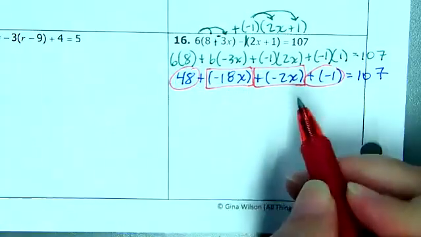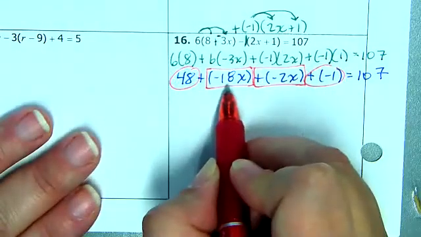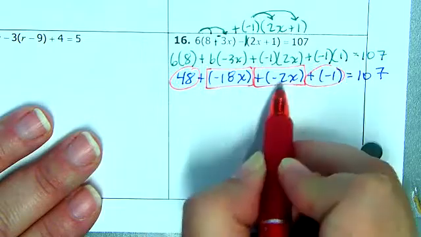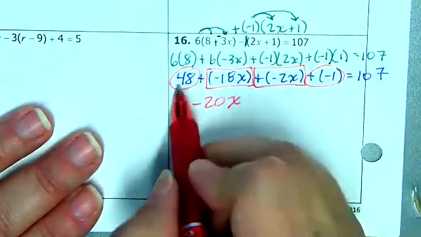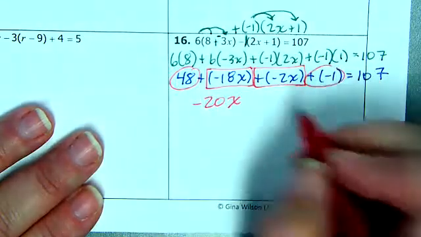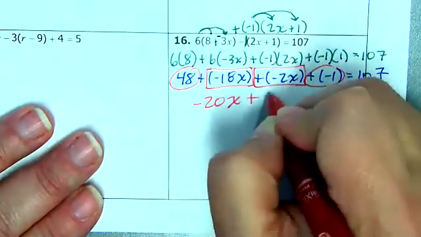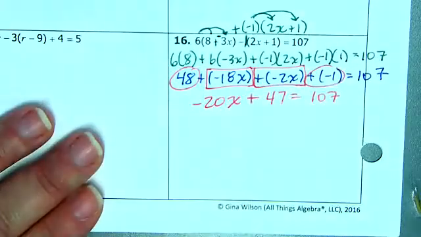Okay, so I like to write my variable terms first. You don't have to, but I like to. These are the same. They're both negative, so they're doing teamwork. So that means I'm going to add them. So I end up with a -20x. The 48 and the -1, they're doing battle. So I'm actually subtracting, and the positives win. So I end up with a plus 47 equals 107.